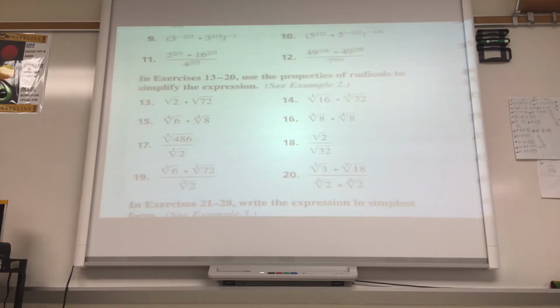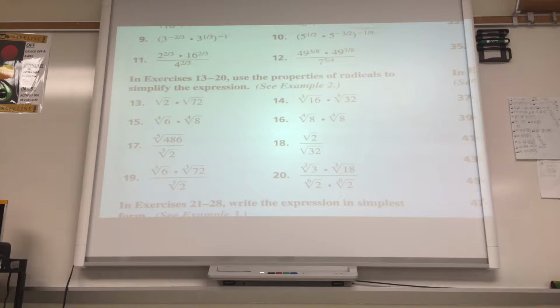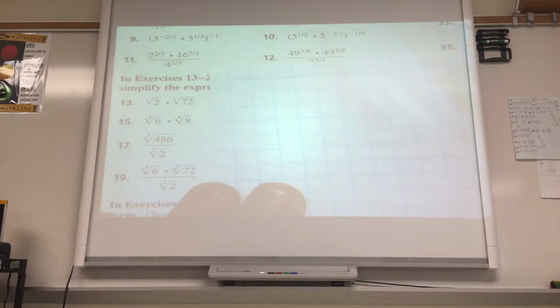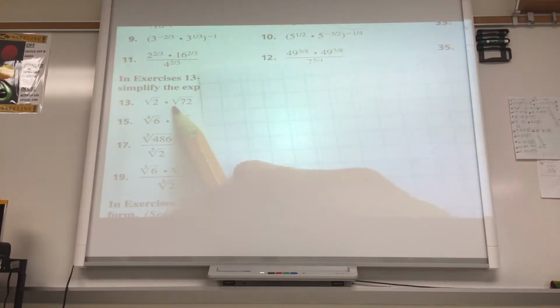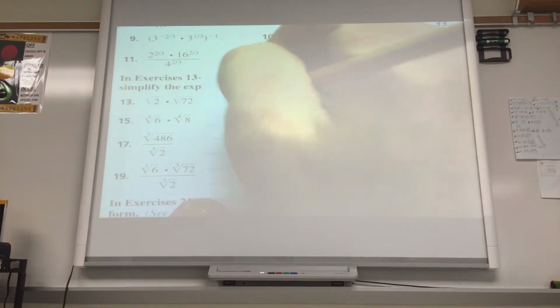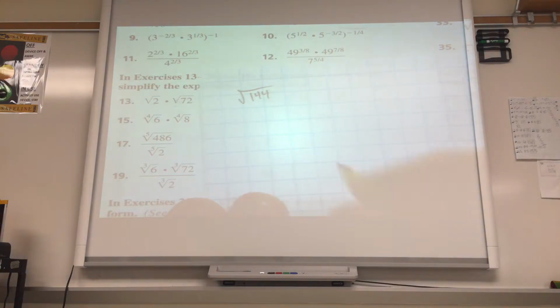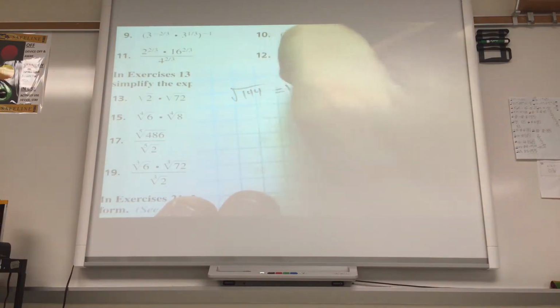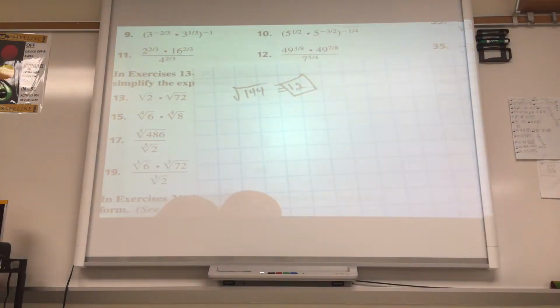Let's see, number 13 through 19. All right, I'm going to go ahead and rip this page out real quick. Okay, so number 13. Well, okay, so I have a square root of 2 times a square root of 72. So because they're both square roots, I can just multiply them together. And 2 times 72, that's 144. And we know the square root of 144 is 12, and that is as simple as that, actually.